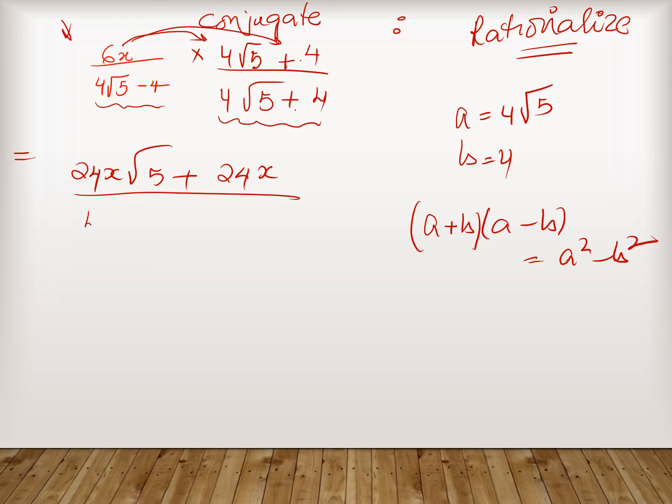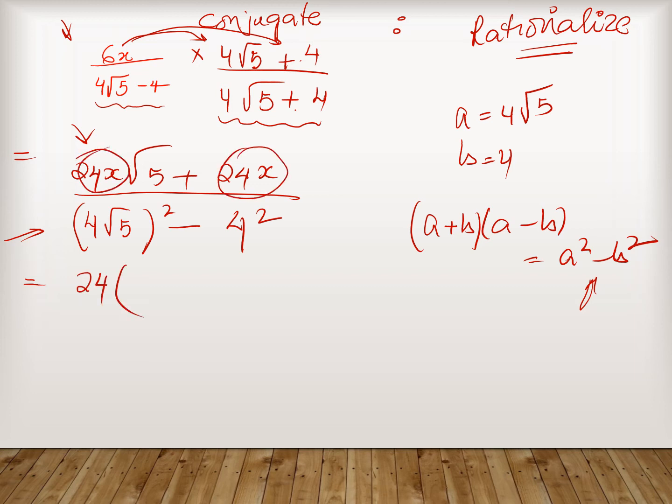Now a is 4 square root 5, squared, minus (this is the minus formula) and 4 squared. Now simplify the numerator and denominator separately, one by one. Here you have 24x common in the numerator, so what is left? You are left with square root of 5, then plus 1, since this 24x is already written outside the bracket.